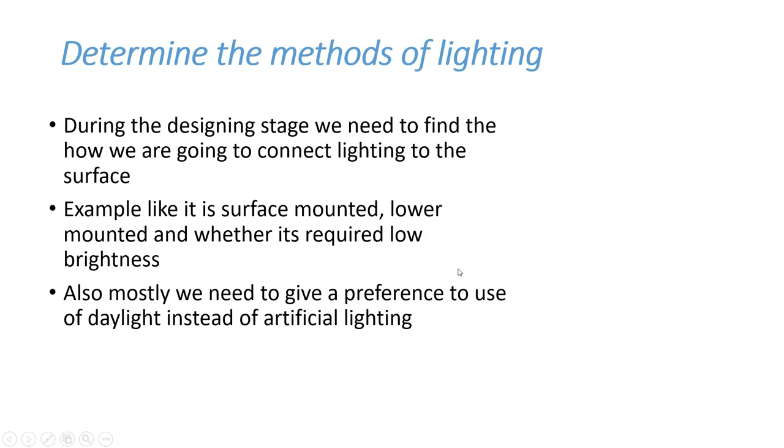Then the second step, determine the method of lighting. It's very simple. Before we design, we need to find how we are going to connect the lamp to the surface, whether we connect the lamp directly surface mounted or lower mounted, or whether we require only low brightness. We need to understand these things first, and based on that we calculate the lux levels.